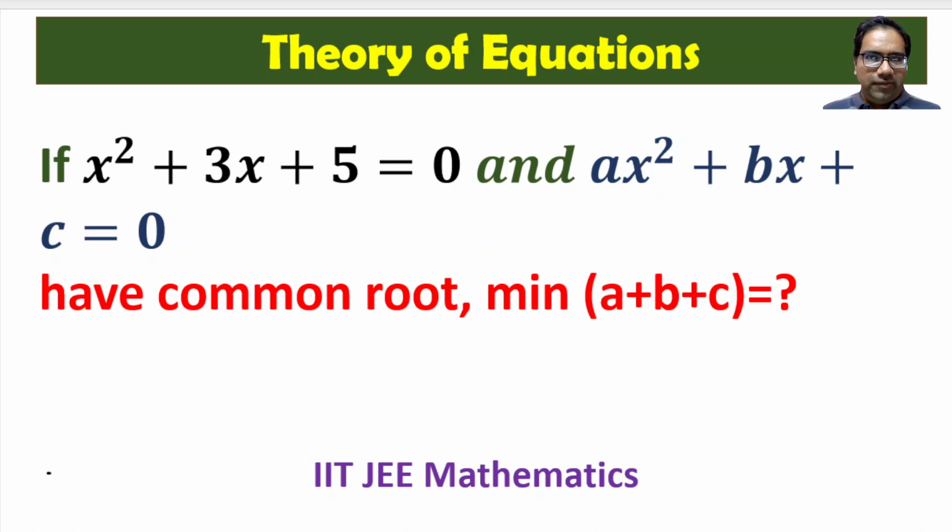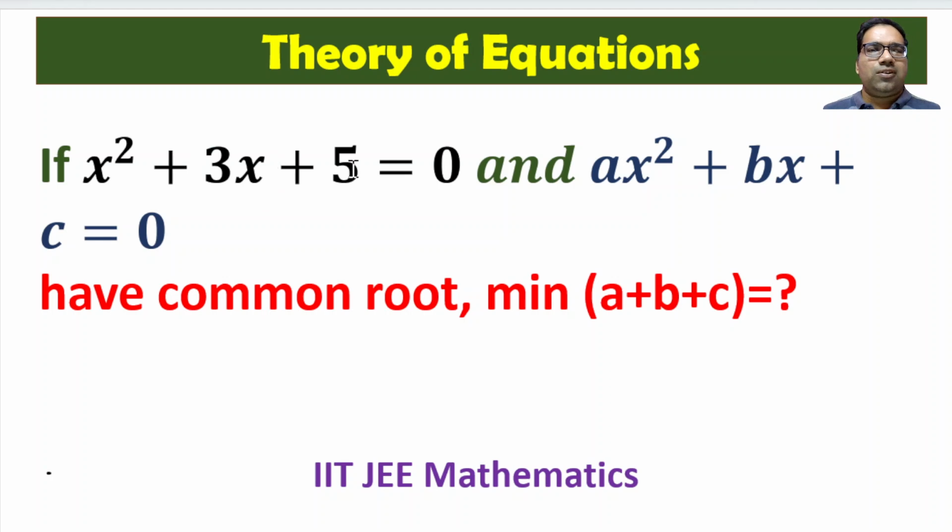Hi friends, here we are given two equations: x squared plus 3x plus 5, and ax squared plus bx plus c. We are told that these two equations have a common root. Then what is the minimum value of a plus b plus c? Okay, very interesting problem. If you see the first equation, x squared plus 3x plus 5.